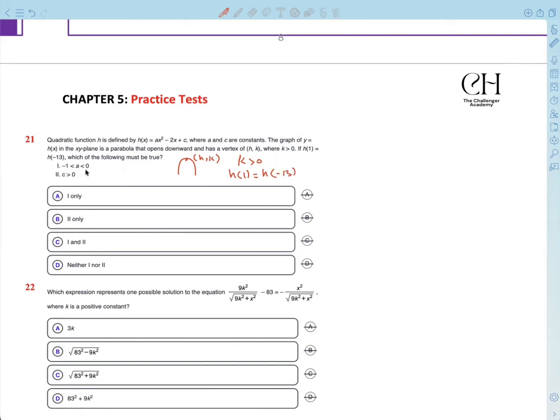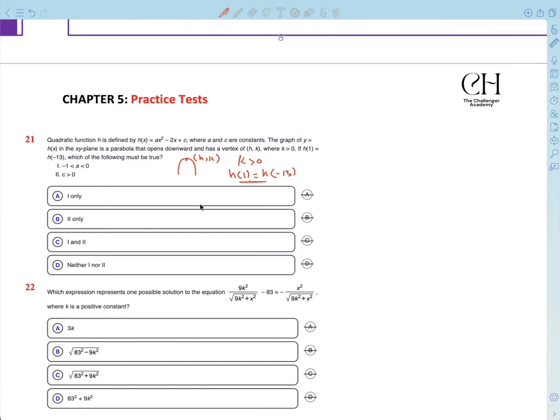Which of the following must be true? A lies between negative 1 and 0, and c is greater than 0. So we'll check the first one. We have h of x equals ax squared minus 2x plus c. So we can use symmetry from the information that h of 1 equals h of negative 13.